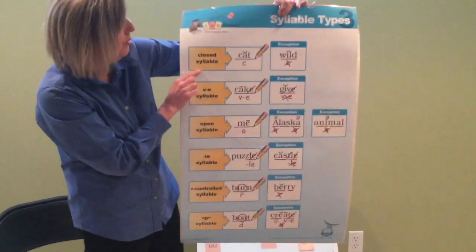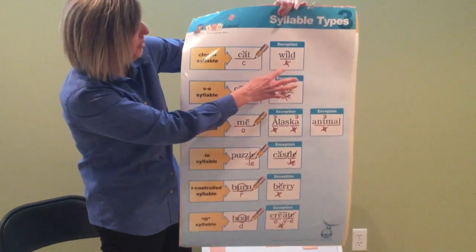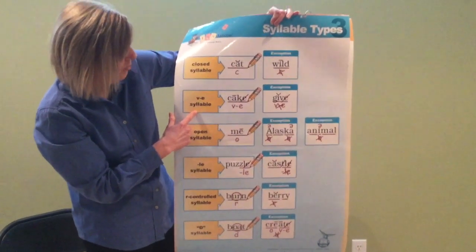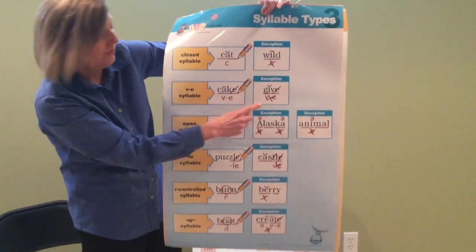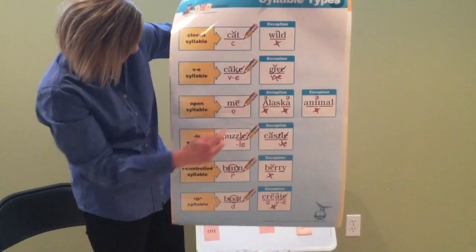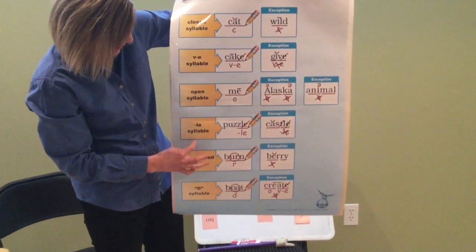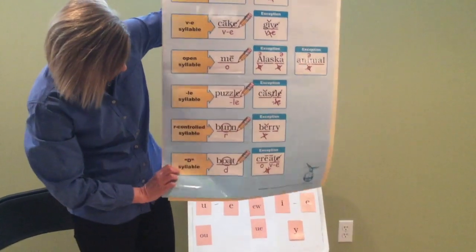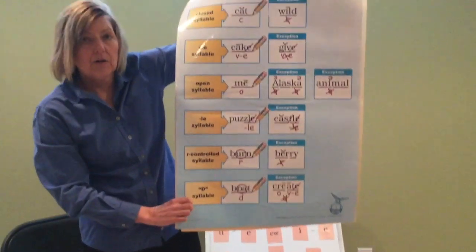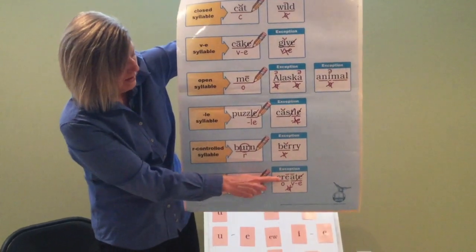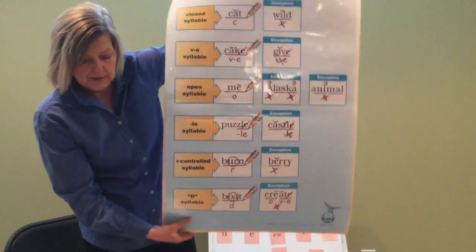We have a closed syllable. We've learned that with our closed syllable, there's a closed syllable exception. We've learned about the vowel consonant E syllable this year, and that also has an exception. We've learned the open syllable has exceptions, and we have the LE syllable that has exceptions, the R controlled syllable that also has an exception, and we've just been learning about our D syllable. All right, our D syllable also has exceptions, which we're going to learn about today.